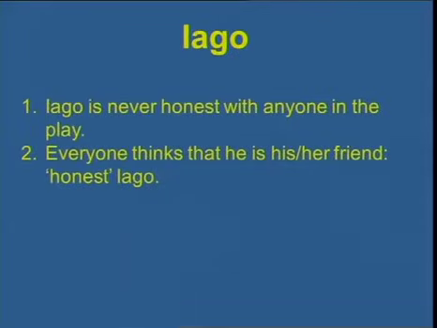The second point about Iago is that everyone thinks that he is his or her friend. I want you to, as you go through the play, look how many times the word honest is used to describe Iago. It's quite shocking, actually. It's so surprising. Everyone says honest Iago, honest Iago, honest Iago. So everyone thinks that he's their friend. Everyone thinks that he's being honest, but he's honest with no one. And that's crucial to the play.